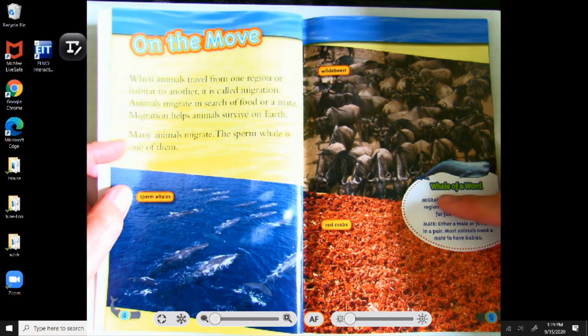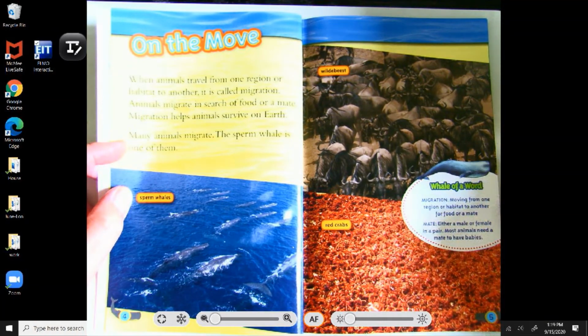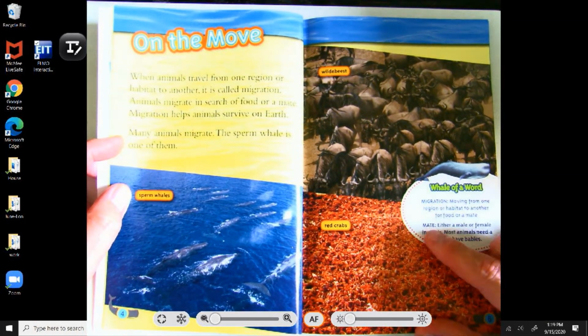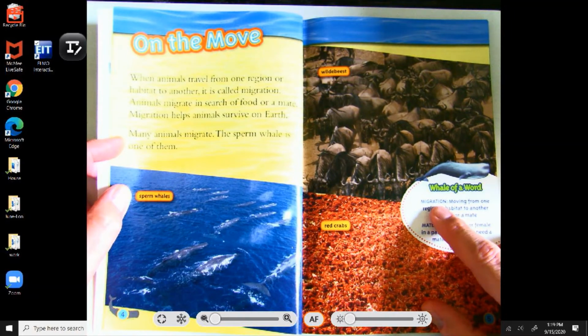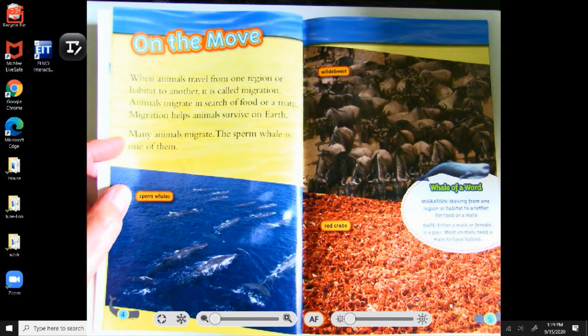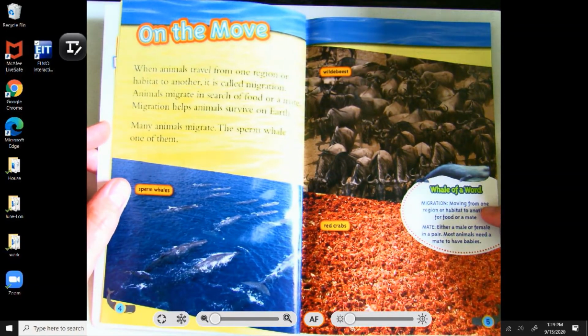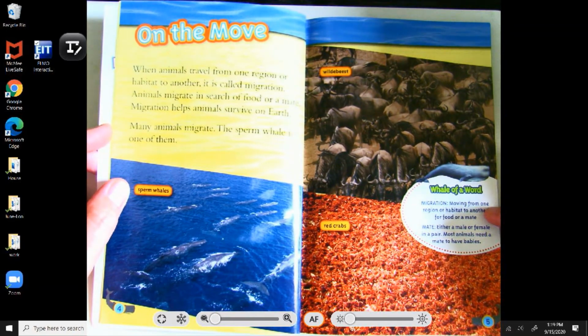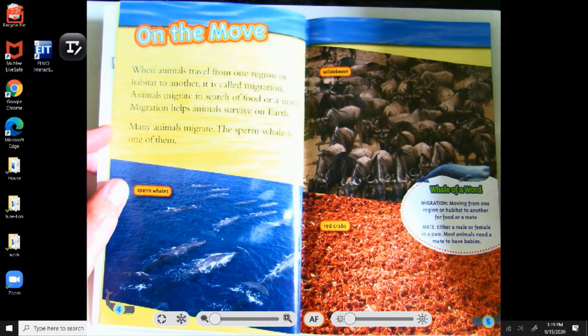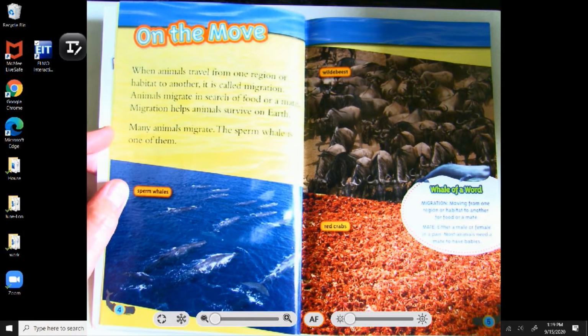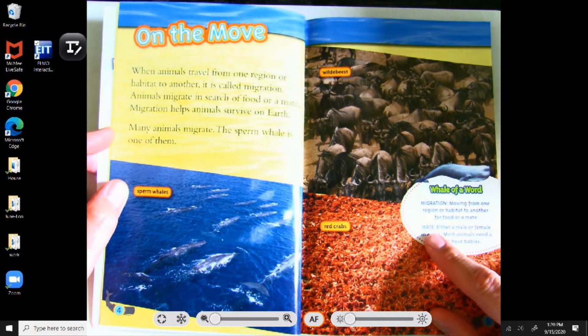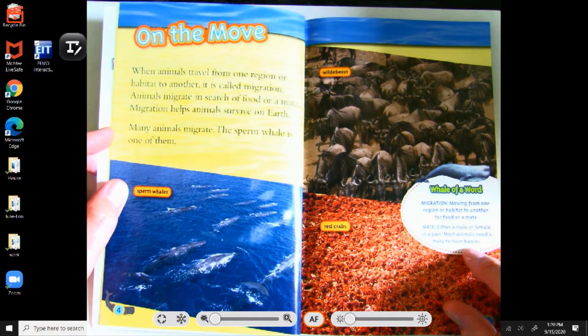This text feature gives us 2 vocabulary words. Whale of a word, migration and mate. Migration, moving from one region or habitat to another for food or a mate. It reminds me of Henry and Tim, right? How they migrated each year from Canada to Florida, right? Their migration was flying south in the winter and then flying north again in the spring. Mate, either a male or female in a pair. Most animals need a mate to have babies.